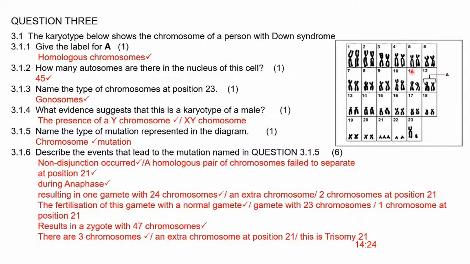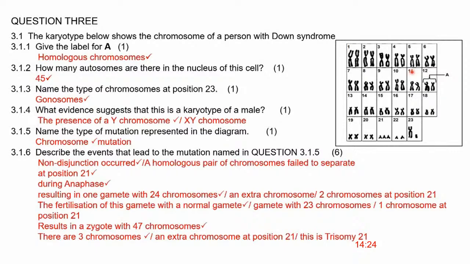So, non-disjunction, you have to explain that a gamete with 24 chromosomes is now formed, that when it fertilizes with a normal gamete, the zygote will have 47 chromosomes, and that there are 3 chromosomes at position number 21. This is also called trisomy 21. So that is 6 marks.